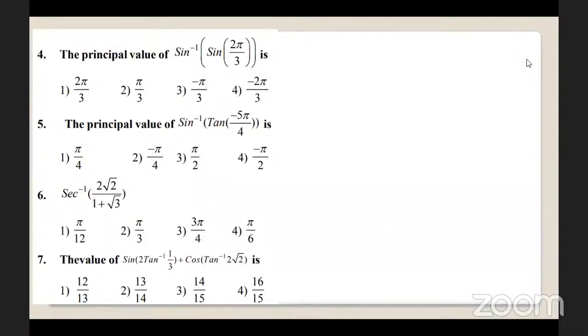Yes. As we discussed the topics in inverse trigonometric functions, that's related. Can you answer the first question? The principal value of sine inverse of sine 2 pi by 3. Do you hear me clearly? Is the audio okay? Yes, sir.